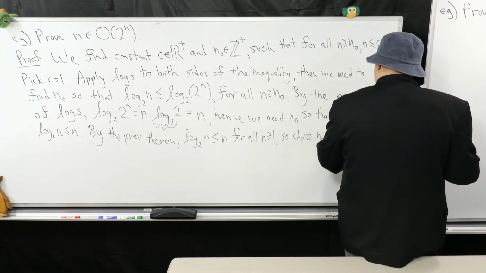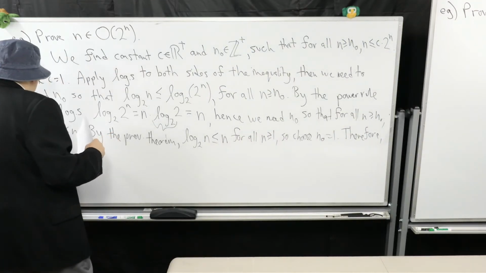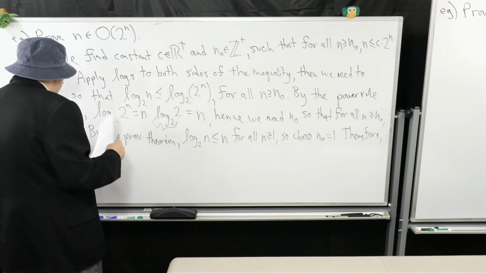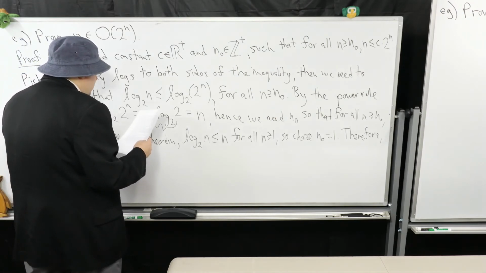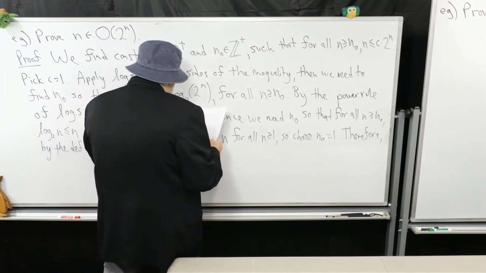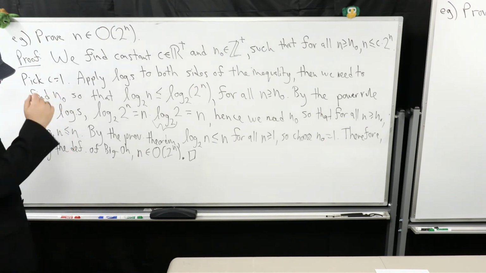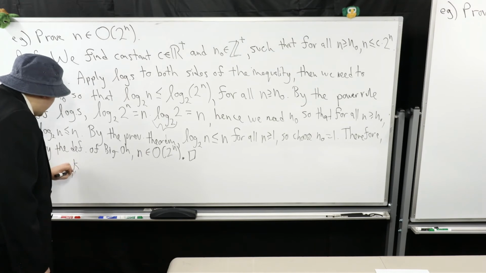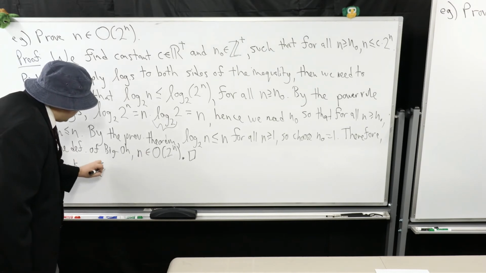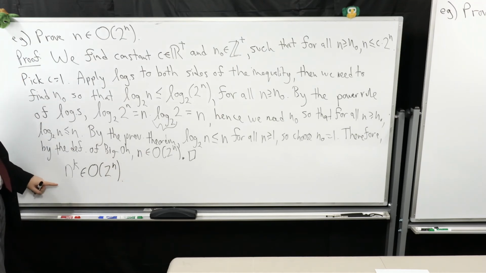Therefore, by the definition of big O, n is big O of 2 to the power of n. And we're done. So one other remark I do want to make is that it is in fact true that for any constant k, n to the power of k is big O of 2 to the power of n. I'm not going to prove that here in this video, but the easiest way I can think of to prove this claim is using calculus. So maybe in the future I'll consider proving this one for you.